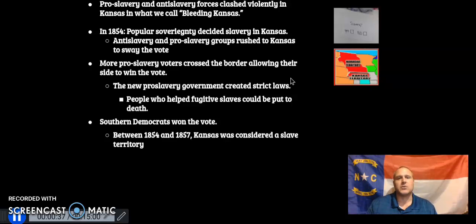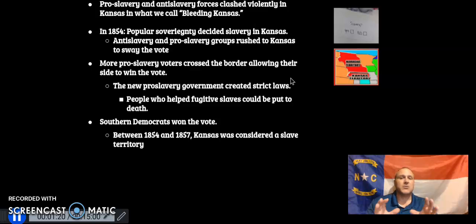If you remember, quick review, you had pro-slavery forces and anti-slavery forces rushing into Kansas to use popular sovereignty to decide the issue of slavery in Kansas. In 1854, that's the Kansas-Nebraska Act, people are flooding there. There were more pro-slavery forces who arrived in Kansas and allowed their side to win the vote. Remember, the first government that was set up there was supported by Franklin Pierce, the President of the United States.